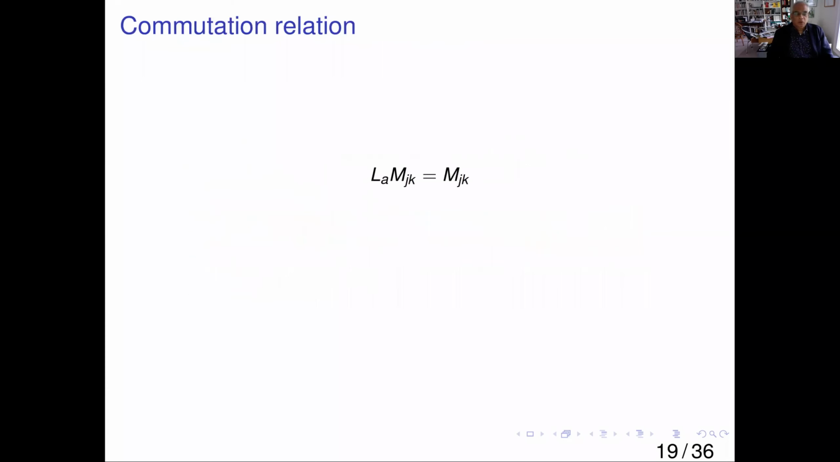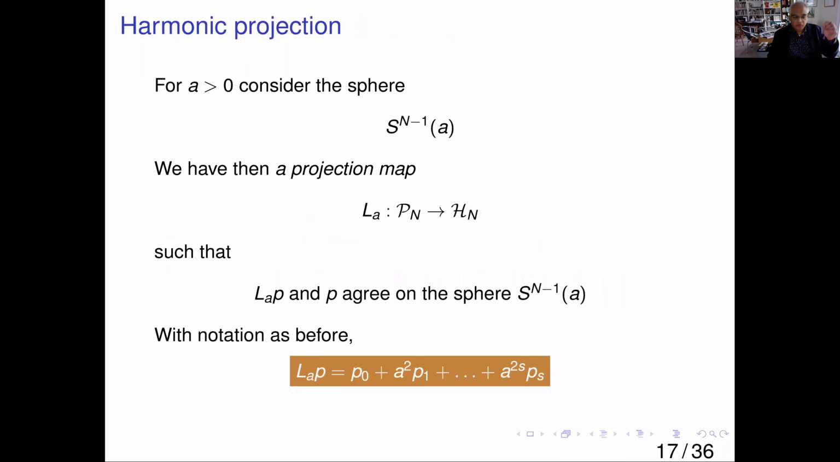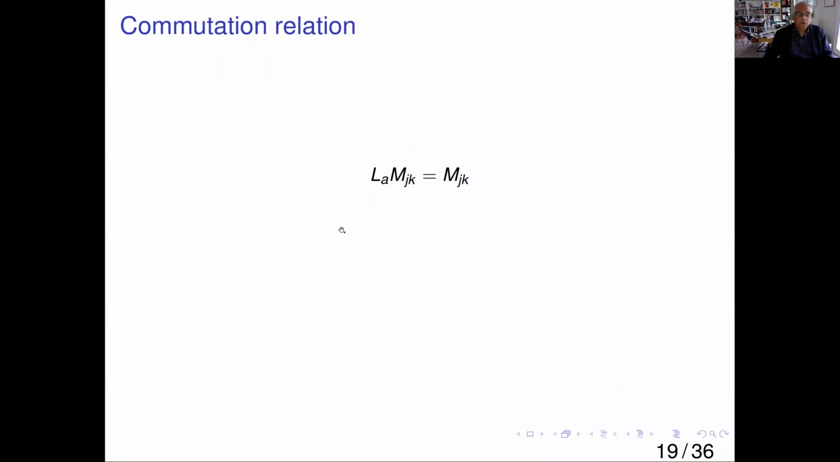So again, a quick look back at commutation relations. It's not quite a look back because now I'm looking at this projection operator. What is LA? You feed it a general homogeneous polynomial and the output is a harmonic polynomial. So LA commutes, actually this is not written correctly, I think. It should be LA here. It commutes with the rotation generators, and so if you apply it repeatedly, you see that it commutes with the norm M squared. I remind you, norm M squared is the sum of the squares of the operators Mjk.